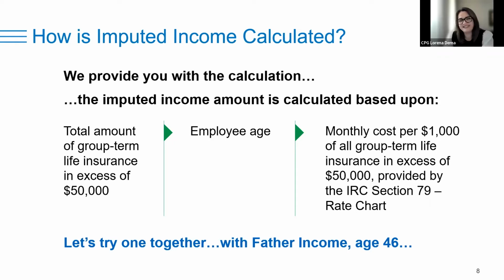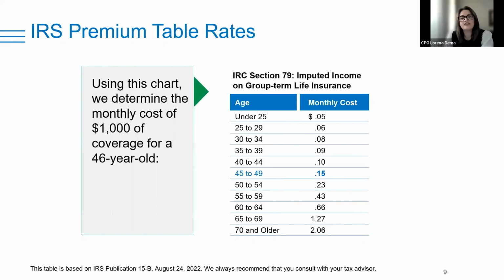So we do have an example here. I use this every year. We have Father Income. He is aged 46. So we're going to try to calculate his imputed income. It's a very basic calculation. So this is the actual IRC Section 79 chart. If we notice for our particular example, our cleric is 46 years old. So his age band falls between 45 to 46. And the monthly cost per $1,000 worth of coverage is 15 cents. Right, so moving on.